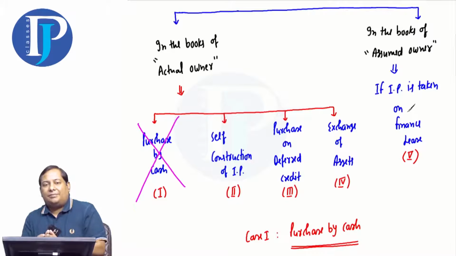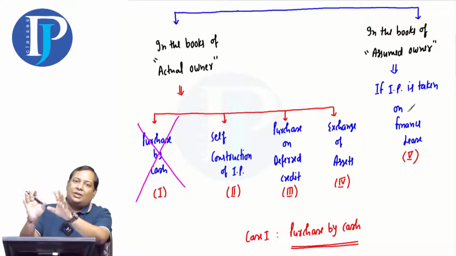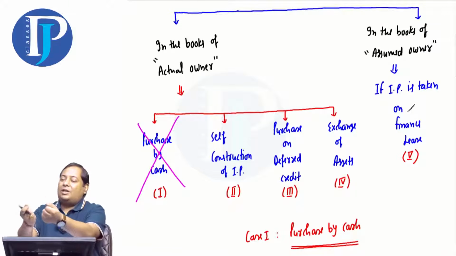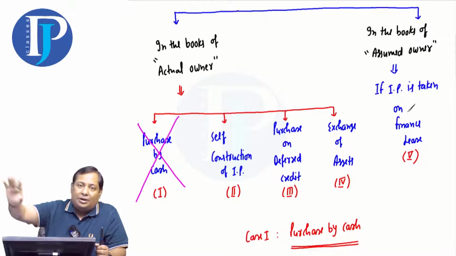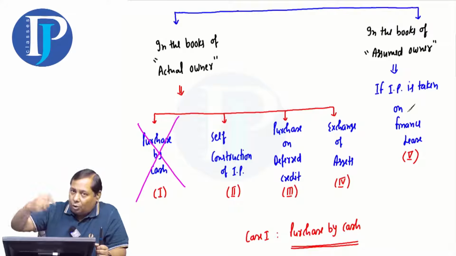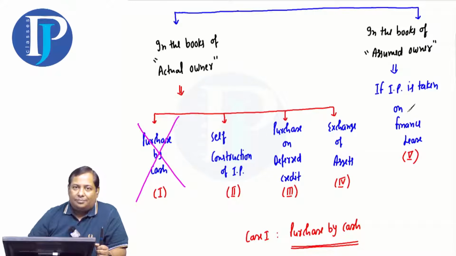And on finance lease, whosoever our lessee is, we assume that they are the assumed owner. The lessor in a finance lease, we assume that he sold it. He is the assumed seller. The property goes out of his hands. And the one who takes it on finance lease is called the lessee. We assume him the buyer and make an entry in the books. So you could also be the assumed owner. We will also see how the assumed owner passes his entry. So there are actually 4 ways in which you can purchase, and in the 5th, become the assumed owner.